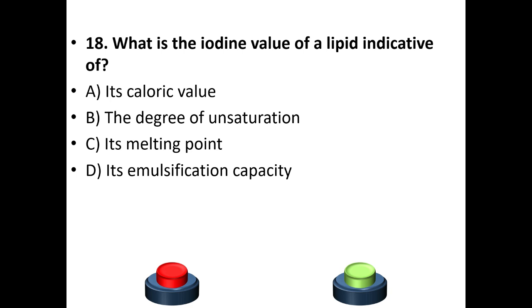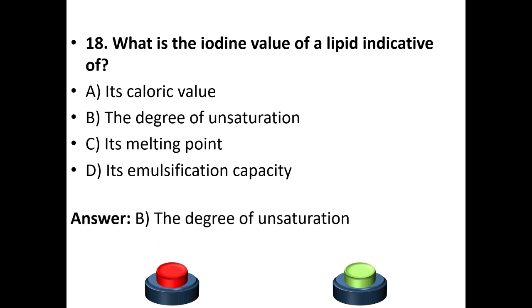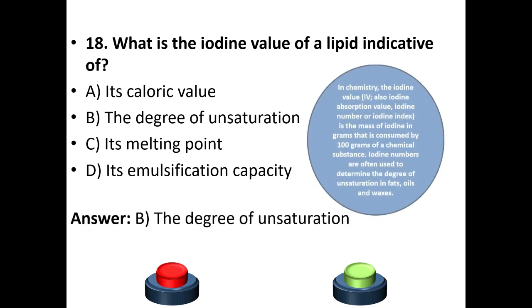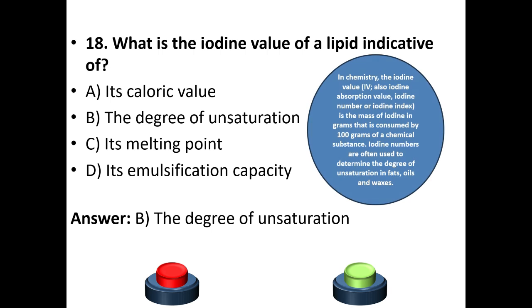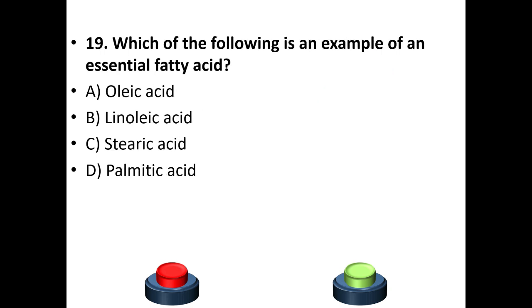18th question. What is the iodine value of a lipid indicative of: its calorific value, the degree of unsaturation, its melting point, its emulsification capacity? Which is the answer? Here answer is B, the degree of unsaturation. In chemistry, the iodine value, also known as absorption value, iodine number or iodine index, is the mass of iodine in grams that is consumed by 100 grams of a chemical substance. Iodine numbers are often used to determine the degree of unsaturation in fats, oils and waxes.